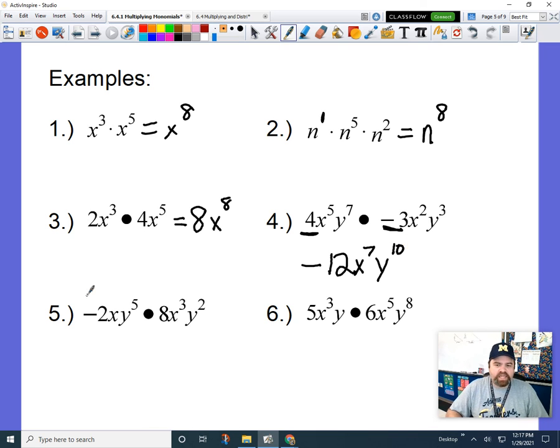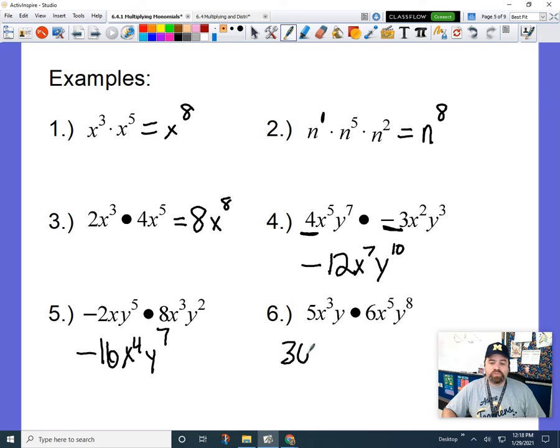But negative 16, where'd my pen go? Negative 16x to the 4th, y to the 7th. These really, math-wise, aren't super hard. You just have to keep the rule straight that says, hey, I'm going to take these exponents and add them together. That's it, guys. Multiply 2 monomials together. You're giving me a more simplified single monomial for your answer.